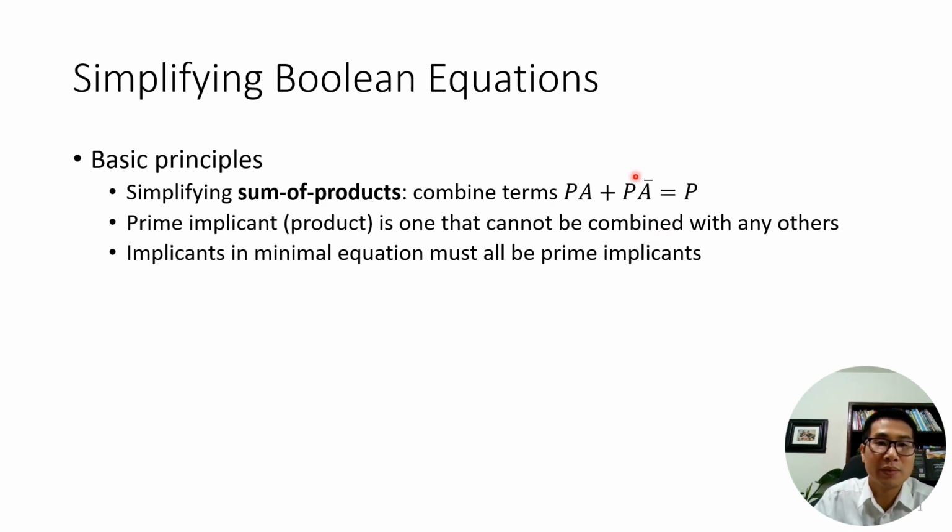We'll have this. Then we'll define another term, which is called the prime implicant. A product like this is called an implicant, and it is prime if it is minimal, meaning it cannot be reduced any further. So let's say this P and A is an implicant, but it's not prime because A can be eliminated. But P is a prime one because you cannot reduce it anymore.